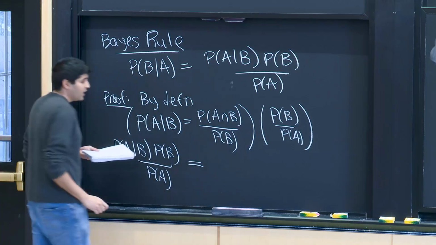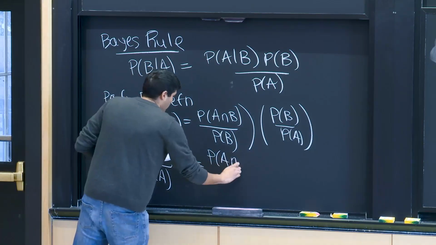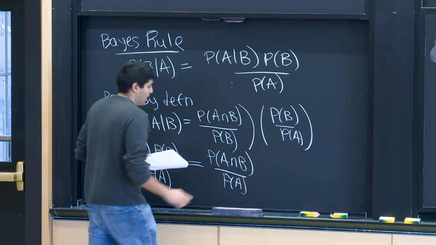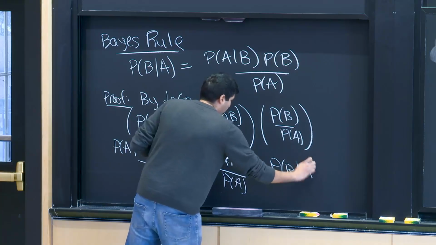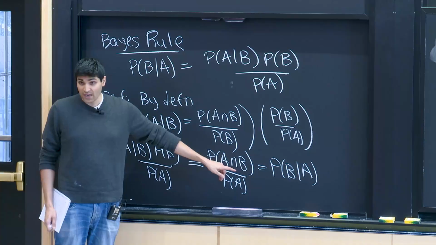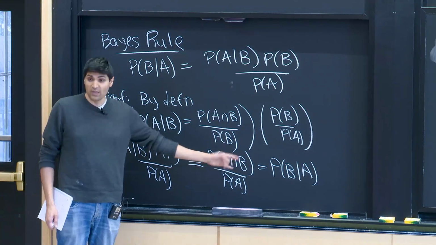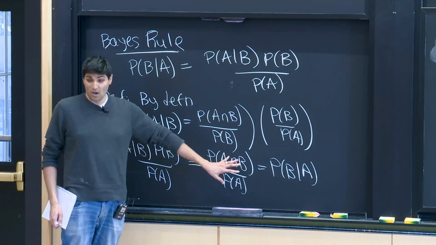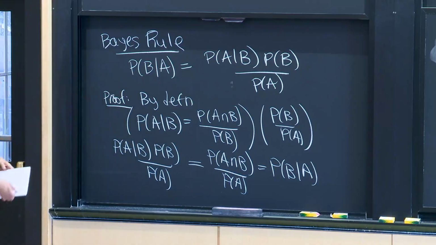And on my other side, the probability of B's are going to cancel. I'm going to get probability of A and B over probability of A. And I claim that this is the same thing as the probability of B given A. And that's because it doesn't matter what order I intersect these two things. Probability of A and B is the same thing as the probability of B and A. And then this is, again, literally the definition of conditional probability. So the proof of this Bayes' rule is very simple.